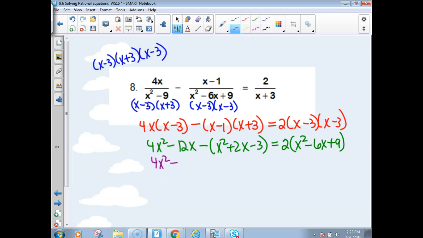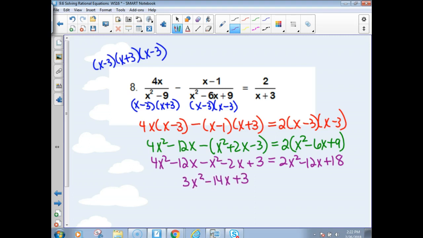Okay, so I'm going to first distribute my subtraction sign through all the terms in the parentheses on the left. So that'd be minus x squared minus 2x plus 3. And on the right, distribute the 2. 2x squared minus 12x plus 18. Okay, I still have simplifying to do on the left. So I'm going to simplify this to 3x squared minus 14x plus 3. I'm rewriting the right side, and yes, I would advise doing that.